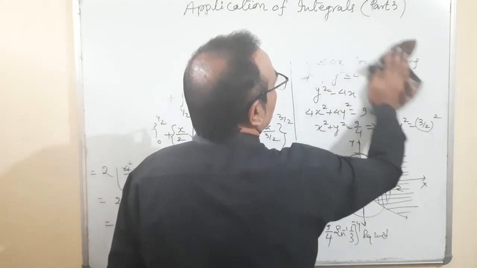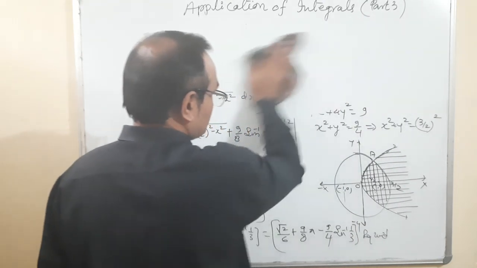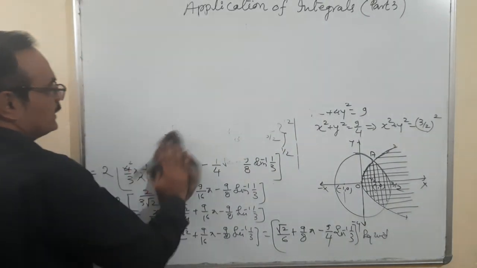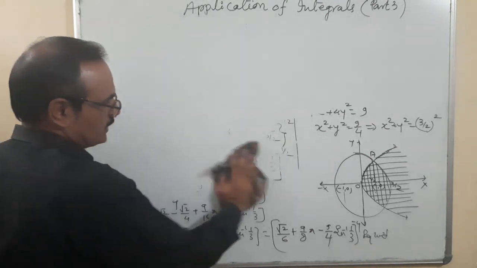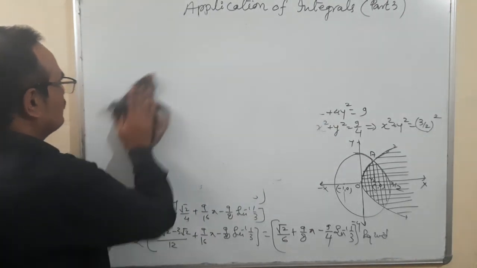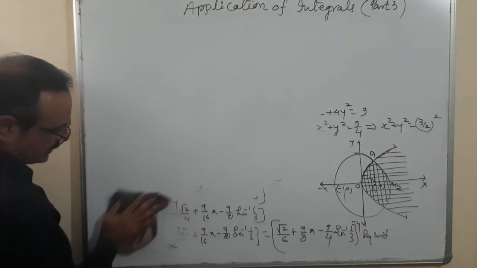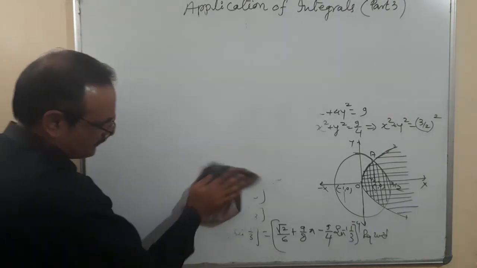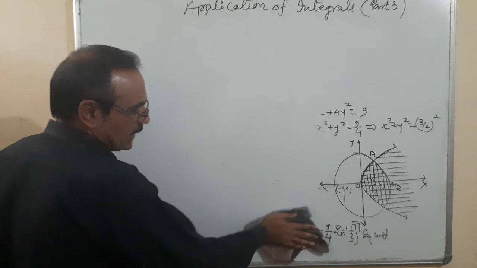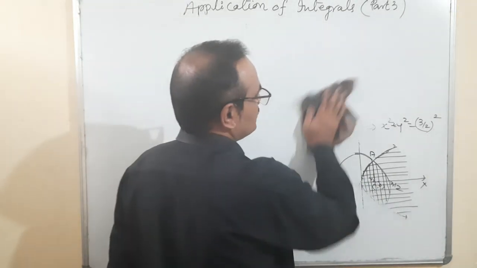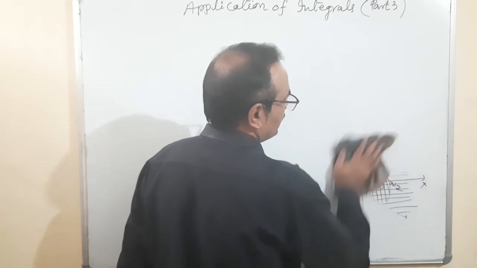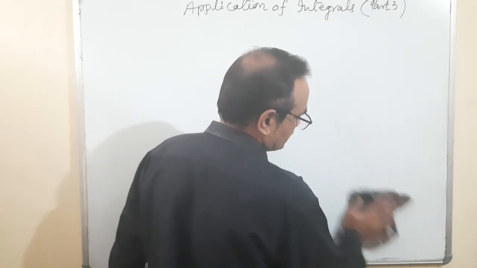And after that, one question, not from the book, a general question I want to solve here. That is, generally it is asked in the question: what is the surface area of a sphere? Find the surface area of a sphere of radius r. Okay. So by calculus, by the integration method, I am finding the surface area of a sphere with the help of integration. Okay. Let us see.